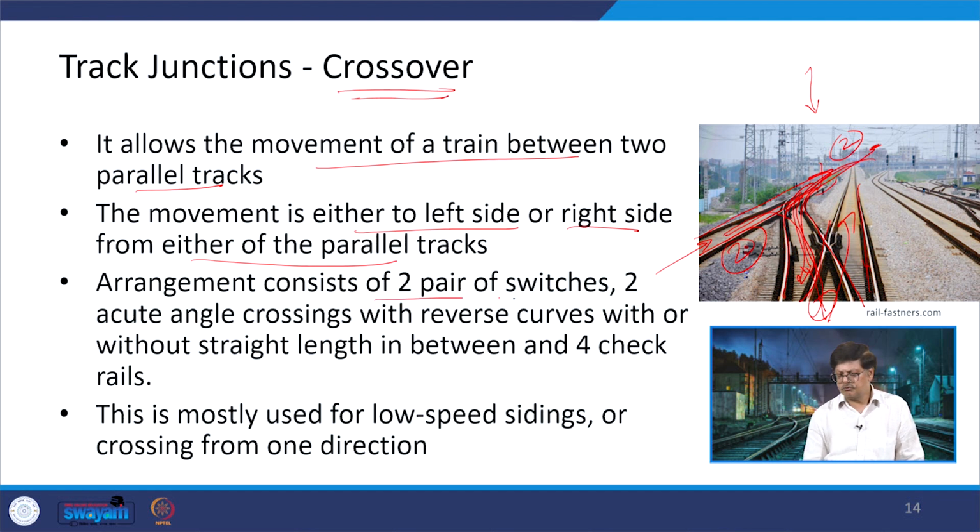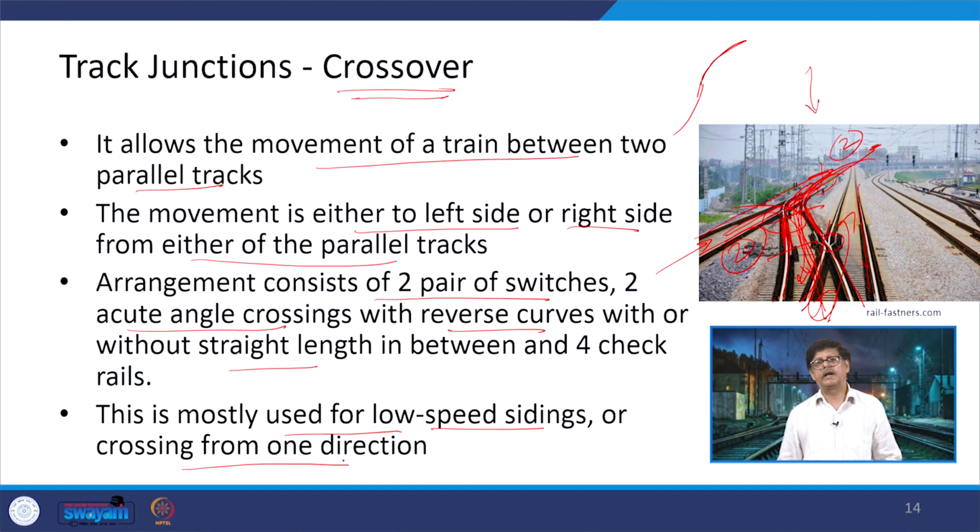Now, the arrangement consists of two pairs of switches, two acute angle crossings, because a crossing is here and on the other side there will also be a crossing, with a reverse curve, because a reverse S curve gets created, with or without the straight length in between. There may be a straight section provided here, or it may be a totally curved section, which goes in this form and then takes a turn in the other direction. So, the two curves have been jointed together at the same location. This is mostly used for low speed sidings or crossings for one direction only.